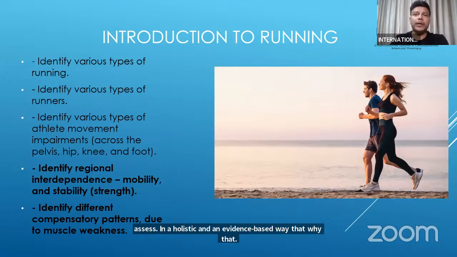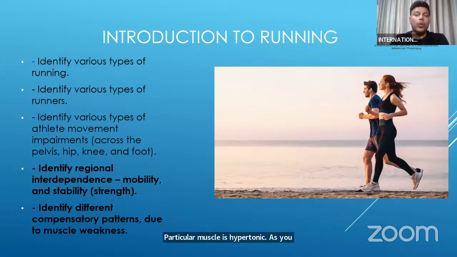I've seen a lot of runners doing ITB release. Why is your ITB hypertonic? You need to know which is the primary hip abductor. So let's talk to each other. Can somebody tell me in the chat box which is the primary hip abductor? I want to talk to you guys. Tell me in the chat box.